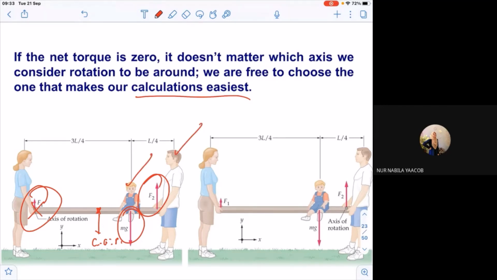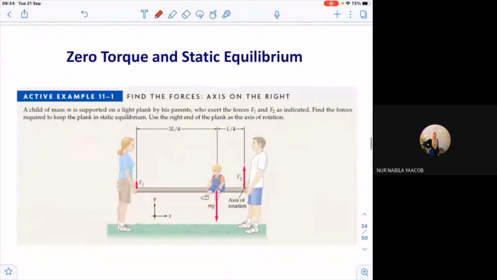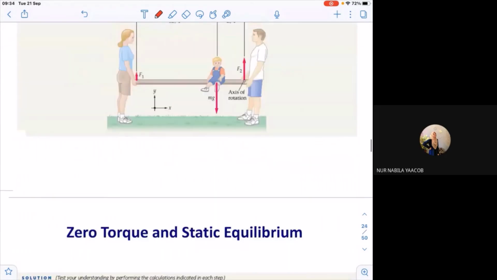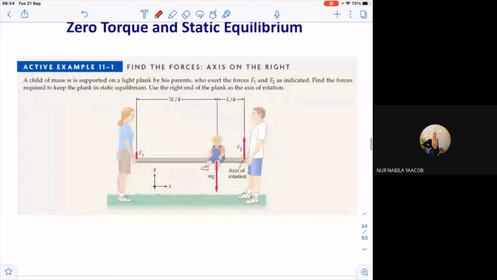If you take it at the child, then you need to calculate just the torque. So that's why we need to choose our center of rotation in order to make our calculations easy. These are zero torque and the static equilibrium. So right now, a child of mass m is supported on a light plank by his parents, who exert the forces F1 and F2 as indicated, which means F1 and F2 are going up, because the child just sits on the plank and of course has some mass.